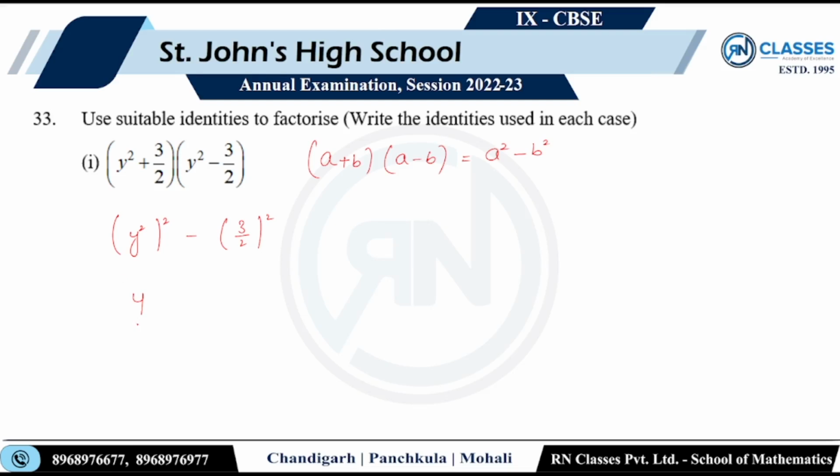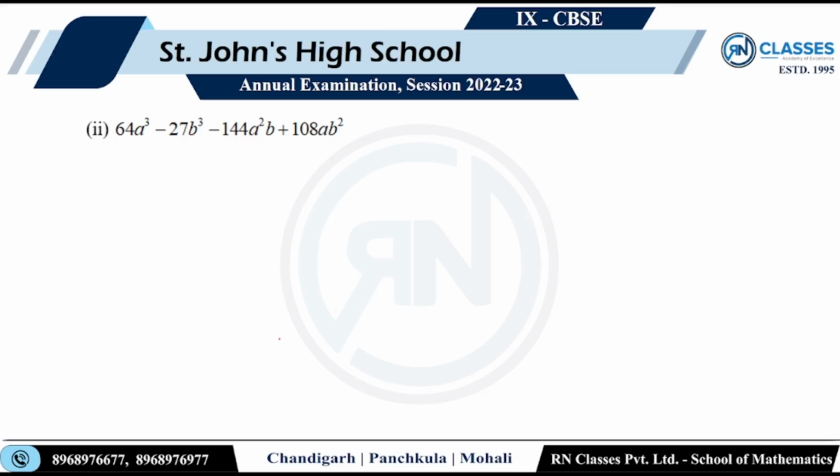Right, so I can write this as y raised to the power 4 minus 9/4. That's simple. Next one: 64a cube minus 27b cube minus 144a square b plus 108a square b. How can we write this? Look, I can write this as x cube minus y cube minus 3x square y plus 3xy square, which is equal to (x minus y) whole cube.